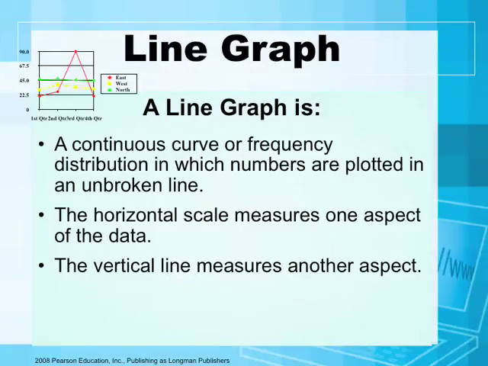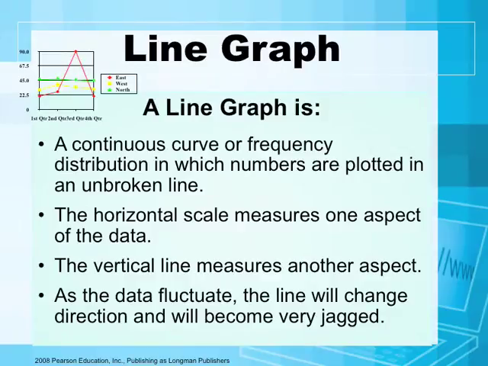As the data fluctuates, the line will change direction and it will become very jagged. And this could be plus or this could be minus. Good news or bad news, depending on what you're tracking.